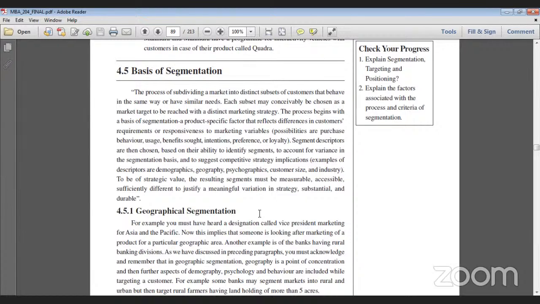Now, this data must permit the measurement of the size and the importance of a segment of a particular product in a marketing strategy. Unfortunately, obtaining segment data is seldom easy, especially when the segment is defined in terms of behavioral features. Now, I have given you the example of market potential also, right?